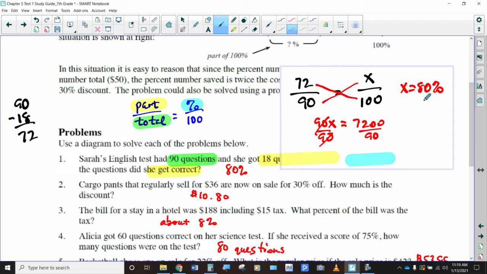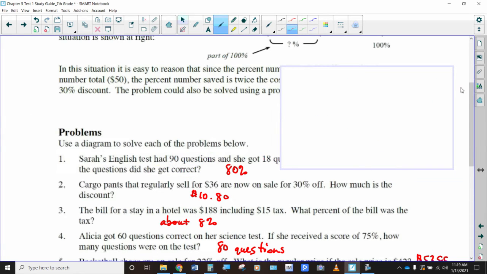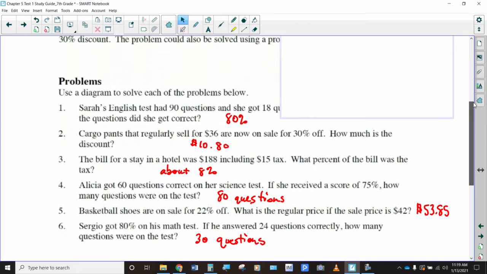Okay, so that's the process that we are going to be going through when we check all of this on the study guide. Okay, so let's do problem number 2. And then the rest of them, I'm going to let you do those. If you have any questions about those, I will go over all of this in class. And if you had a question for me, hopefully you'd be able to contact me before you complete the chapter test, and I can go over it with you.